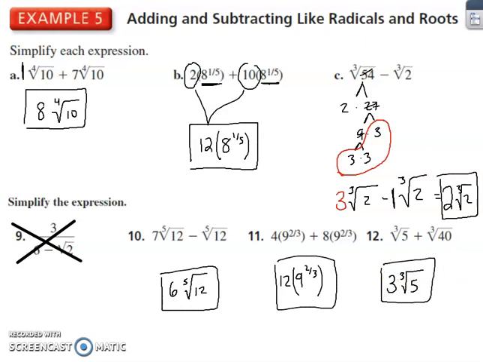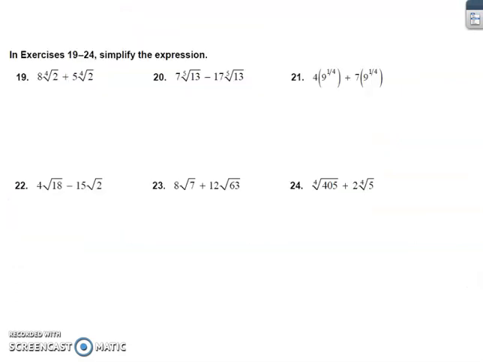All right, check your answers and we'll move on. Got a few more to practice, so again, take a moment, pause the video, try these few on your own. I've got matching radicals, 8 and 5 more, which leaves me with 13 times the 4th root of 2. Matching radicals, I've got 7, and I'm taking away 17 of them, which leaves me with negative 10 times the 5th root of 13.